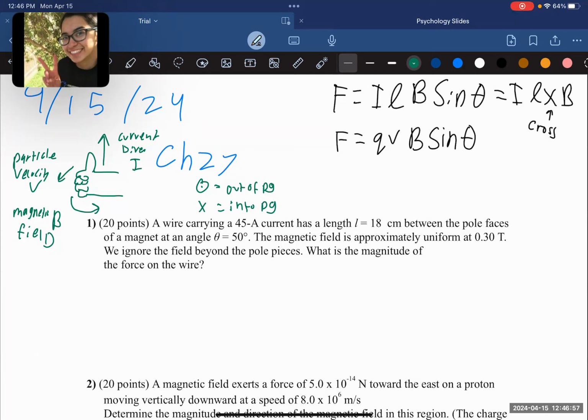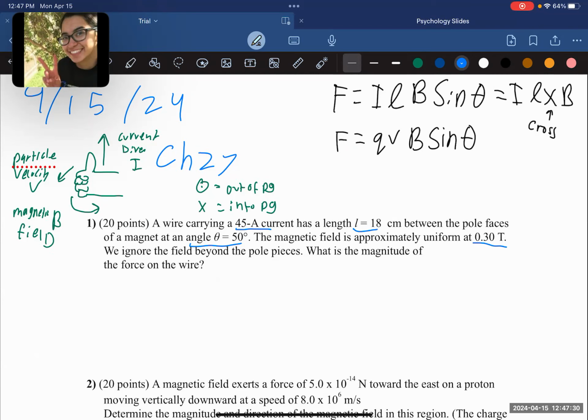Yeah, we'll just start solving now. So we have a wire that carries a current. We have our current here and it has a given length. And then you have an angle that the wire makes in reference to the magnetic field, between the pole faces of a magnet. And the field is approximately uniform. We ignore the field beyond the pole pieces.